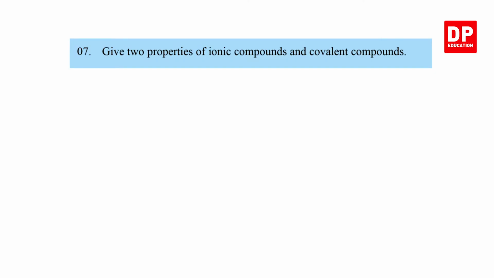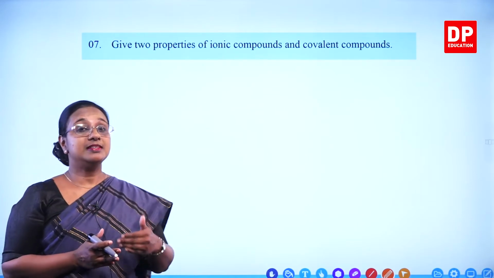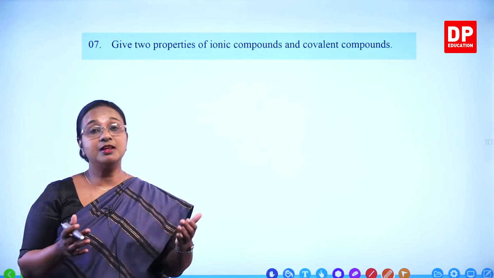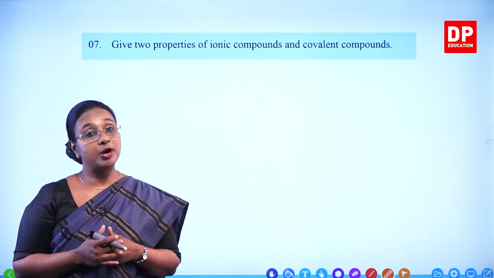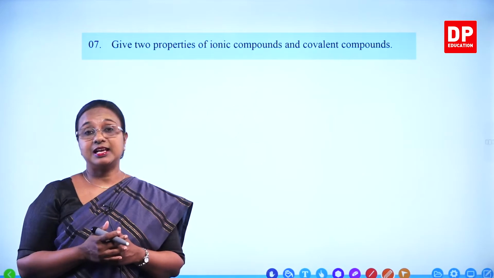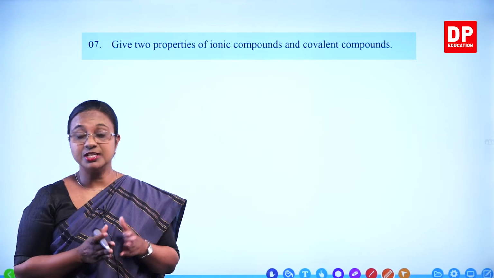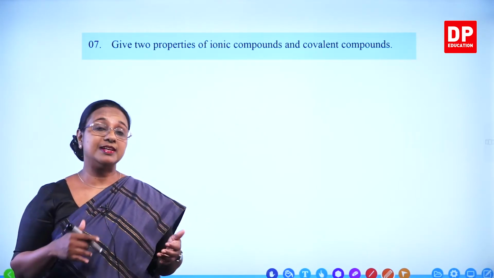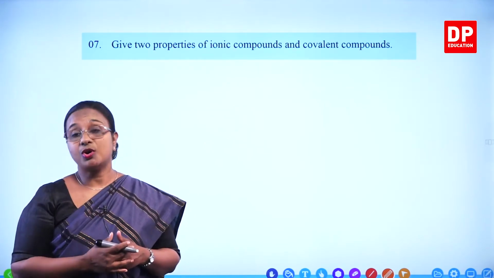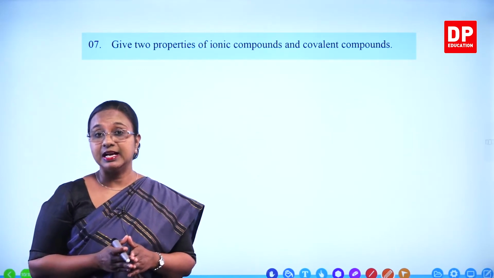Give 2 properties of ionic compounds and covalent compounds. Ionic compounds, what are the properties? They exist as crystalline solids in room temperature. Then they have very high melting point and boiling point. They conduct electricity in the fused or molten state as well as the solution state. And they are usually soluble in water, or you can say most of the compounds are soluble in water. So those are the properties of ionic compounds.